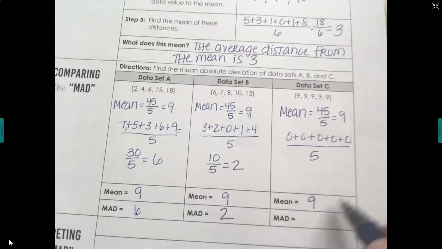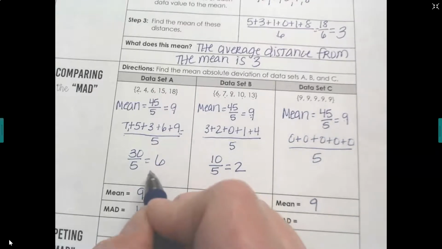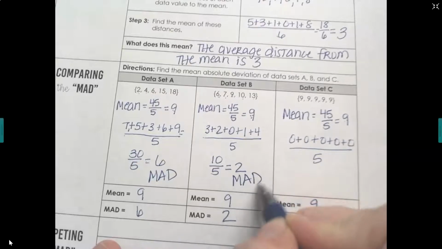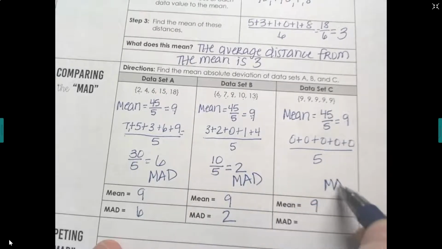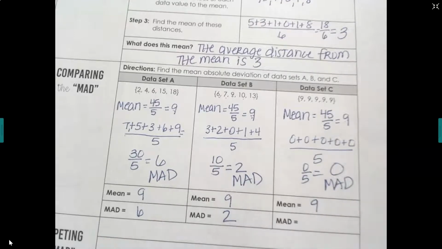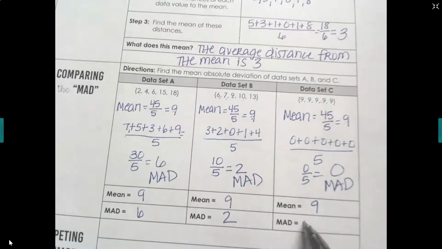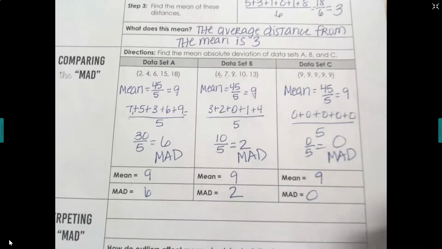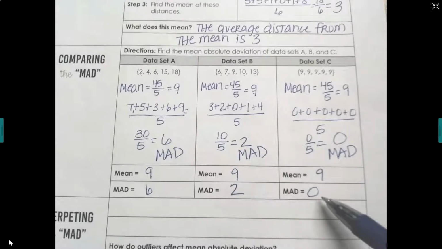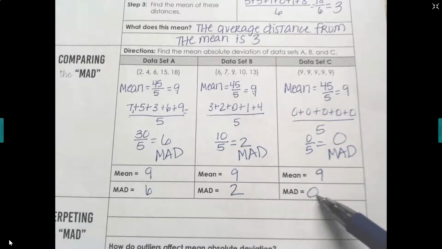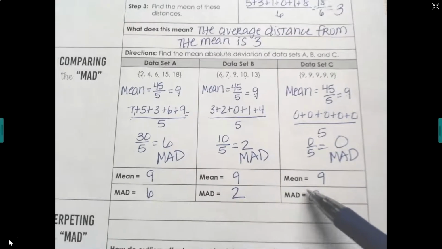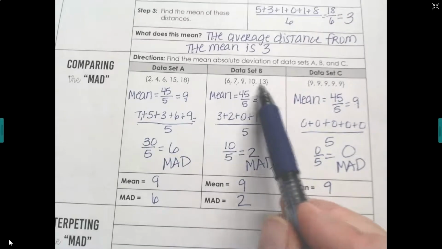Divided by 5. So my MAD here, I'll put these so we can see them. Our MAD here is 0 divided by 5, which is 0. Okay, so what's important is if I was comparing these, I would say this data set has the least amount of spread, and this has no spread because they're all the same number, so it had a MAD of 0.